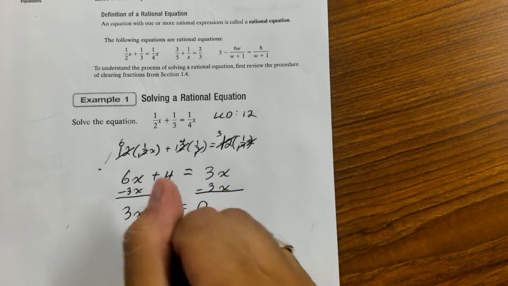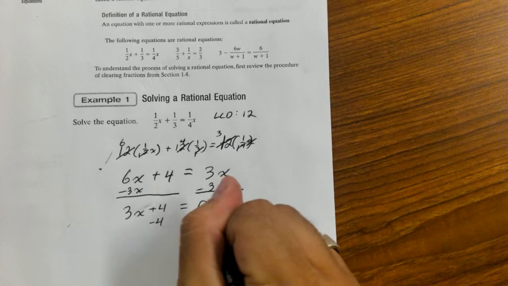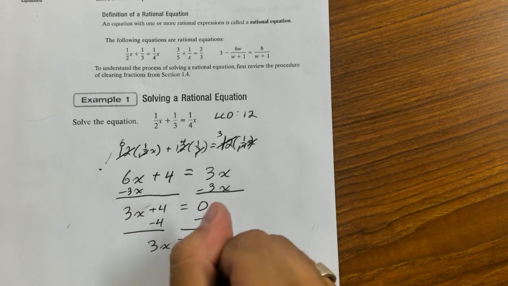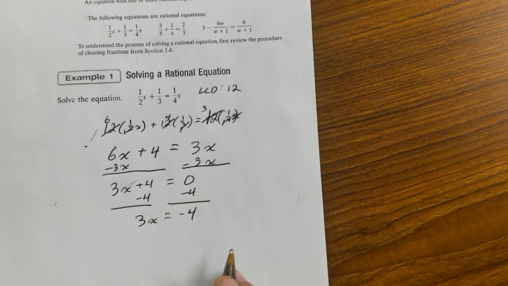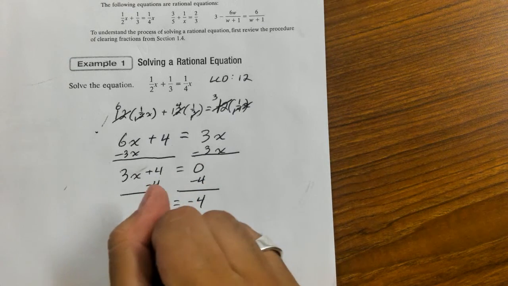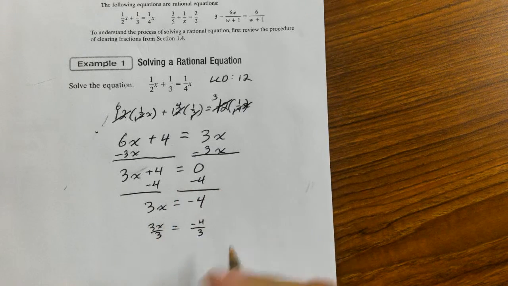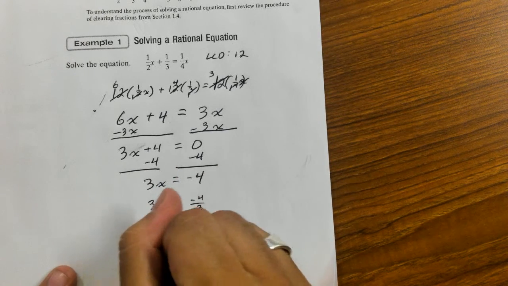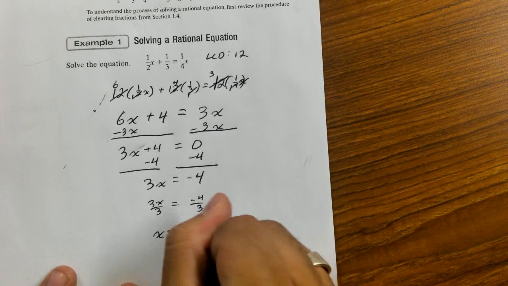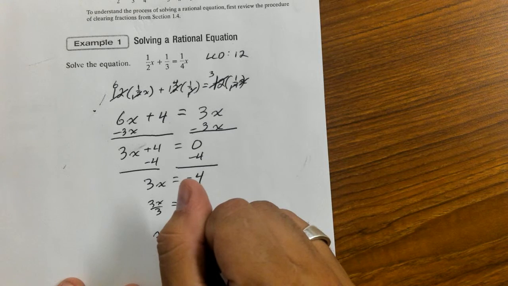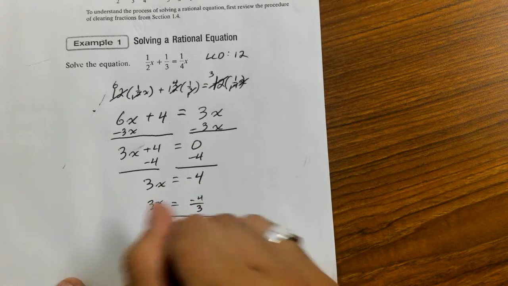Subtract 4 from both sides to get the x term by itself, and we are left with 3x equals -4. If we take 3x and divide by 3, and divide -4 by 3 on both sides, then we have our value of x. x equals -4/3, and that is the answer for this problem.